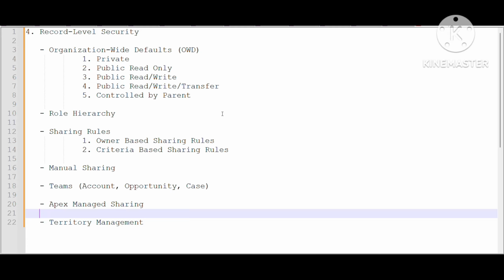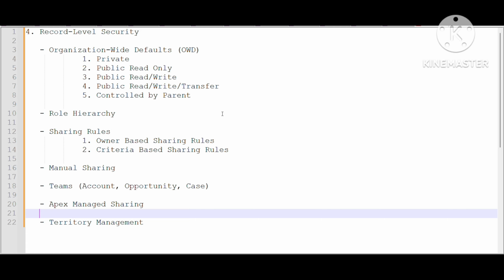Okay, then we have the role hierarchy. What happens is the managers or the users higher in the hierarchy will be able to access the record. This will come into the picture only when the grant access using hierarchy checkbox is checked in the OWD. When we go there, on the right hand side, we have this grant access using hierarchy checkbox. Only if that is checked will it come into the picture.